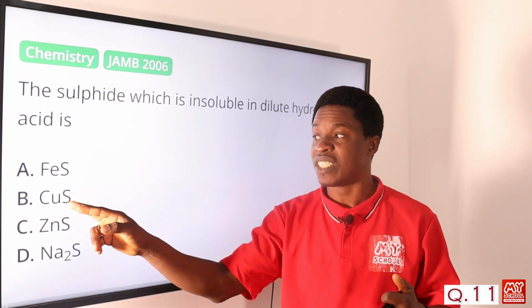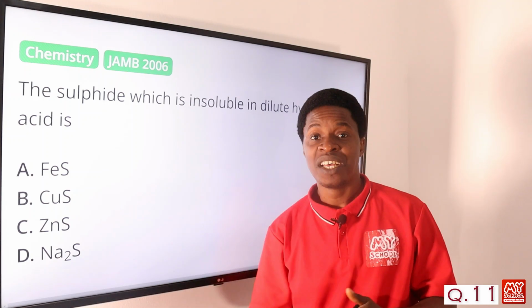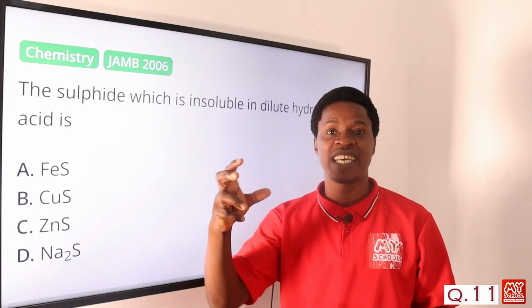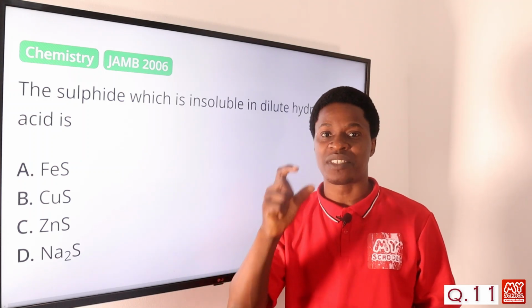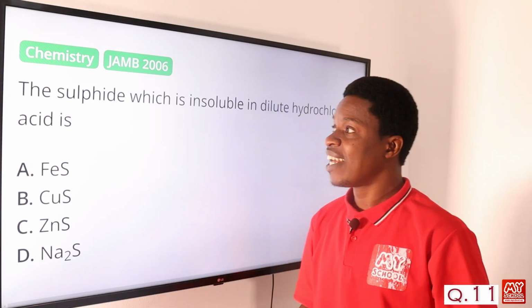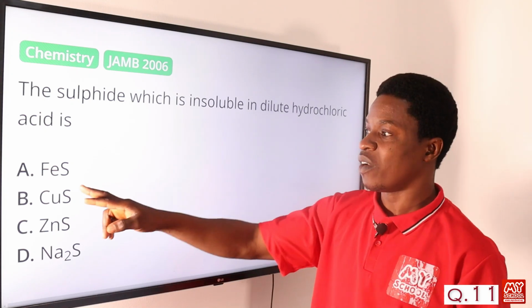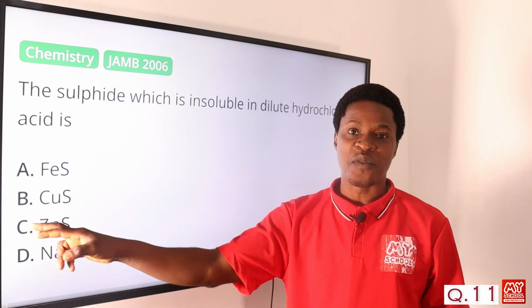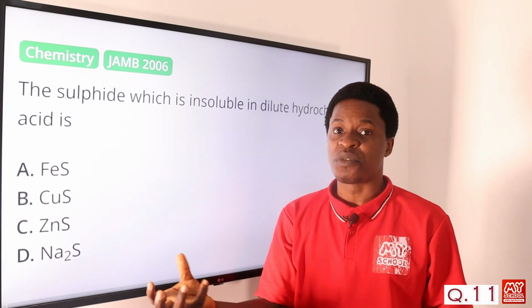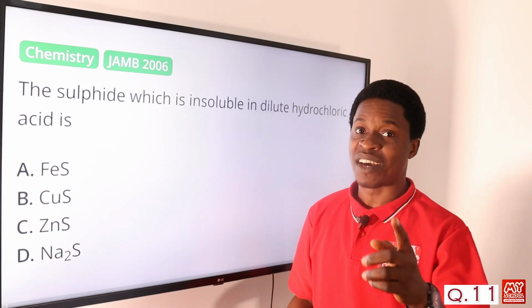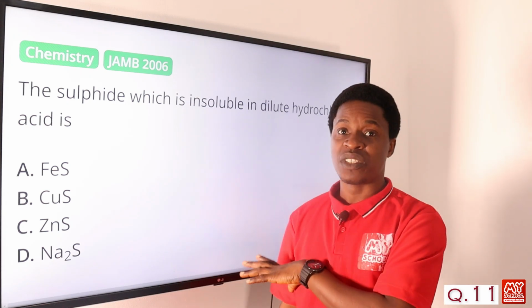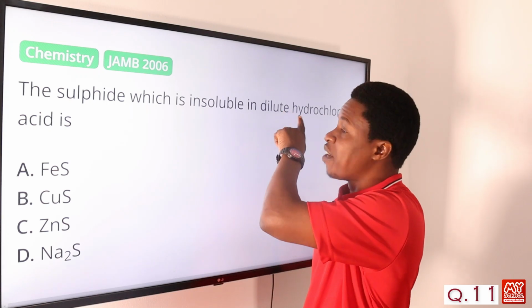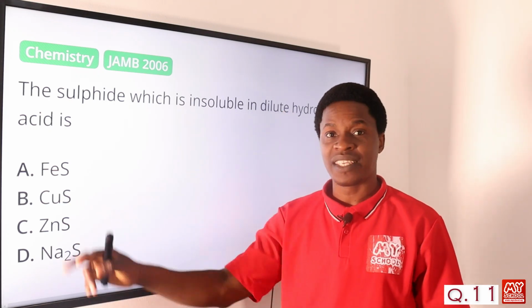Although if you want to dissolve this, you can use a more powerful oxidizing agent, such as nitric acid, HNO3. Nitric acid is a stronger acid than HCl, so it is going to dissolve this. The one that can overcome the low solubility of copper sulfide and boost the solubility level is HNO3, nitric acid. But for dilute hydrochloric acid with copper sulfide, nothing will happen.